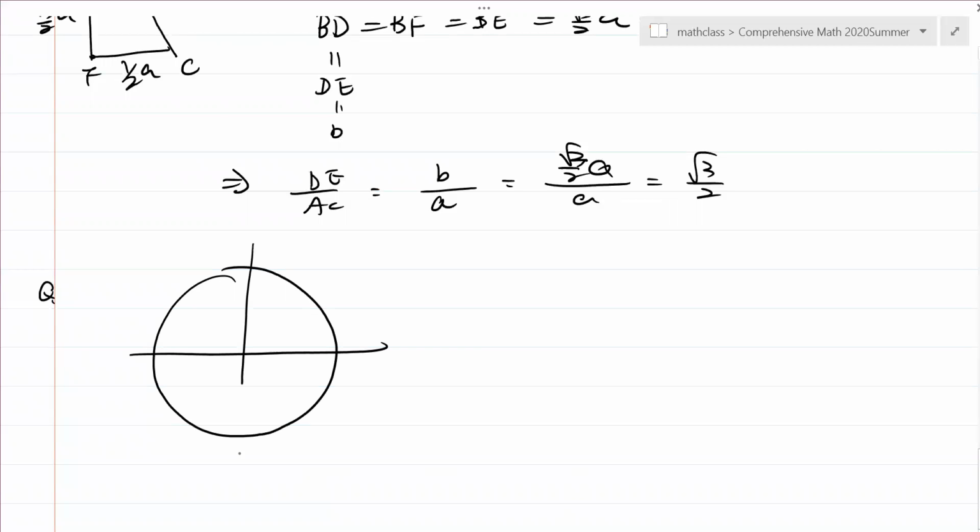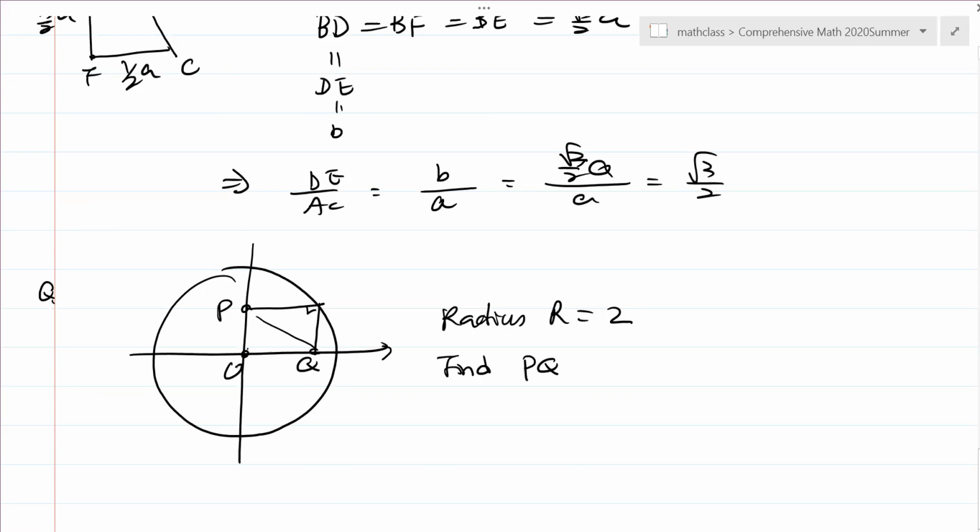If you have a rectangle, you draw the point here. If I know the radius R equals 2, and here P and Q, I want to find the distance between P and Q. This is a rectangle, and this is the center. And why is this a tricky problem?